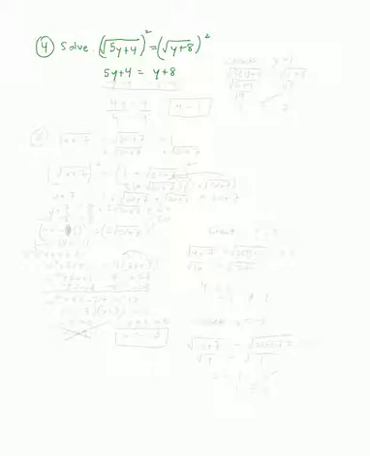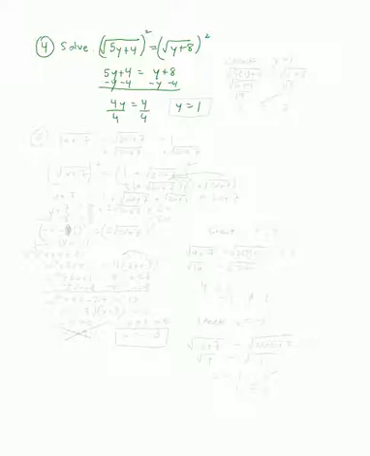Notice this is a linear equation, so I'm going to move the variables to the left and the numbers to the right. I'm left with 4y equals 4. Divide both sides by 4. I get y equals 1.